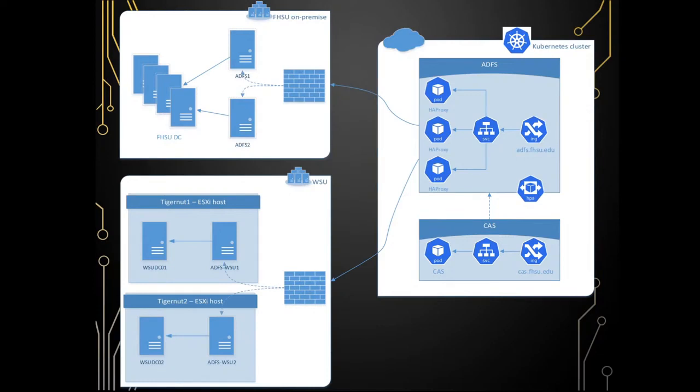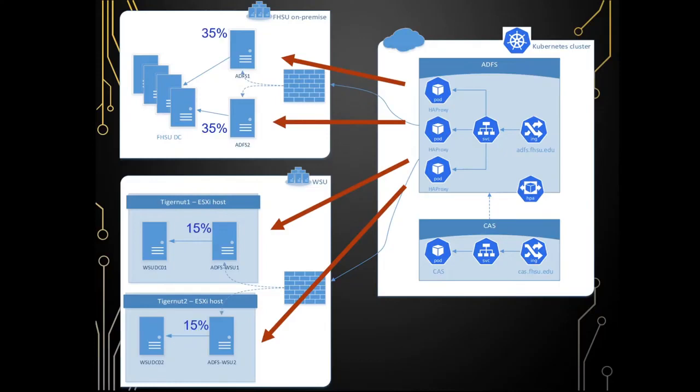HAProxy pods on GKE serve as a load balancer for the 4 different ADFS servers, 2 on-prem and 2 at Wichita State. We configured HAProxy pods on GKE to constantly perform layer 7 health checks on the 4 ADFS servers, making sure all of them are available to respond to the requests. We currently set the server weight to 70% on-prem and 30% on WSU.